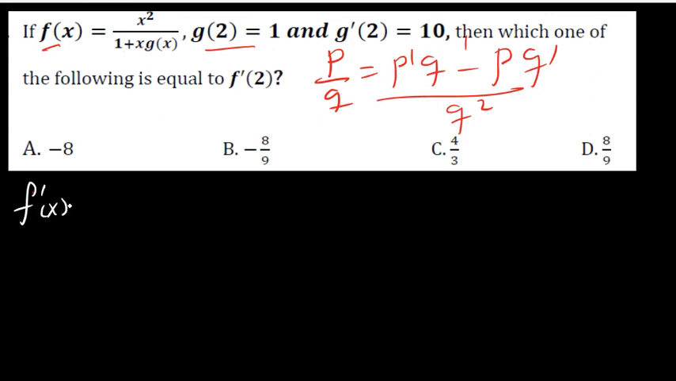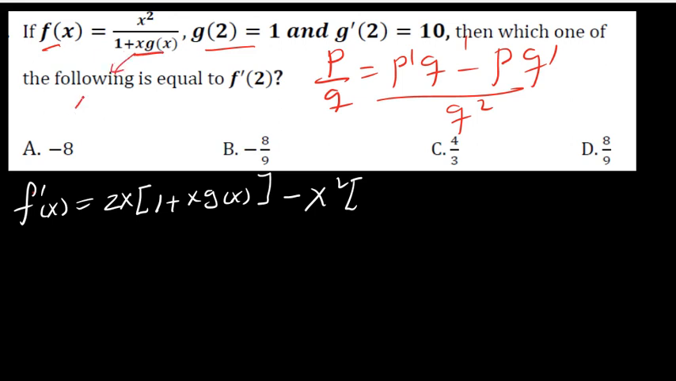F derivative of x will be x square derivative, which is 2x, times the denominator, because we said p derivative q. So 1 plus x g of x minus, again p times, meaning x square times the derivative of the denominator. The derivative of the 1 in the denominator is 0. But for the other one, look here, we also need to apply the product rule, like the previous one. So the derivative of this will be x derivative times g of x plus x times g of x derivative. You know, x derivative is 1, so g of x only.